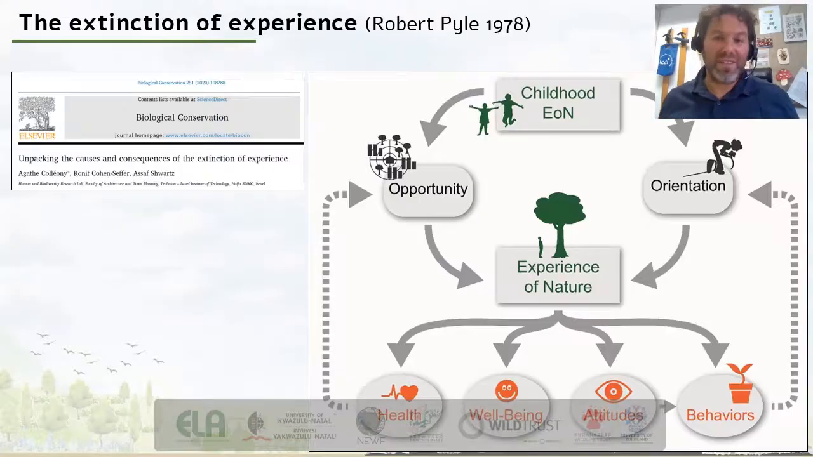In 1978, Robert Pyle coined the term the extinction of experience to describe this phenomenon. He argued that lack of opportunity to experience nature, and reduced affinity to nature, change our nature interaction, and this has severe consequences, as we all know today, on our health, well-being, attitudes toward nature conservation, and our behavior, as I said before. Now, in a previous paper, we looked at this theoretical model as a whole and actually found strong support for these relations.